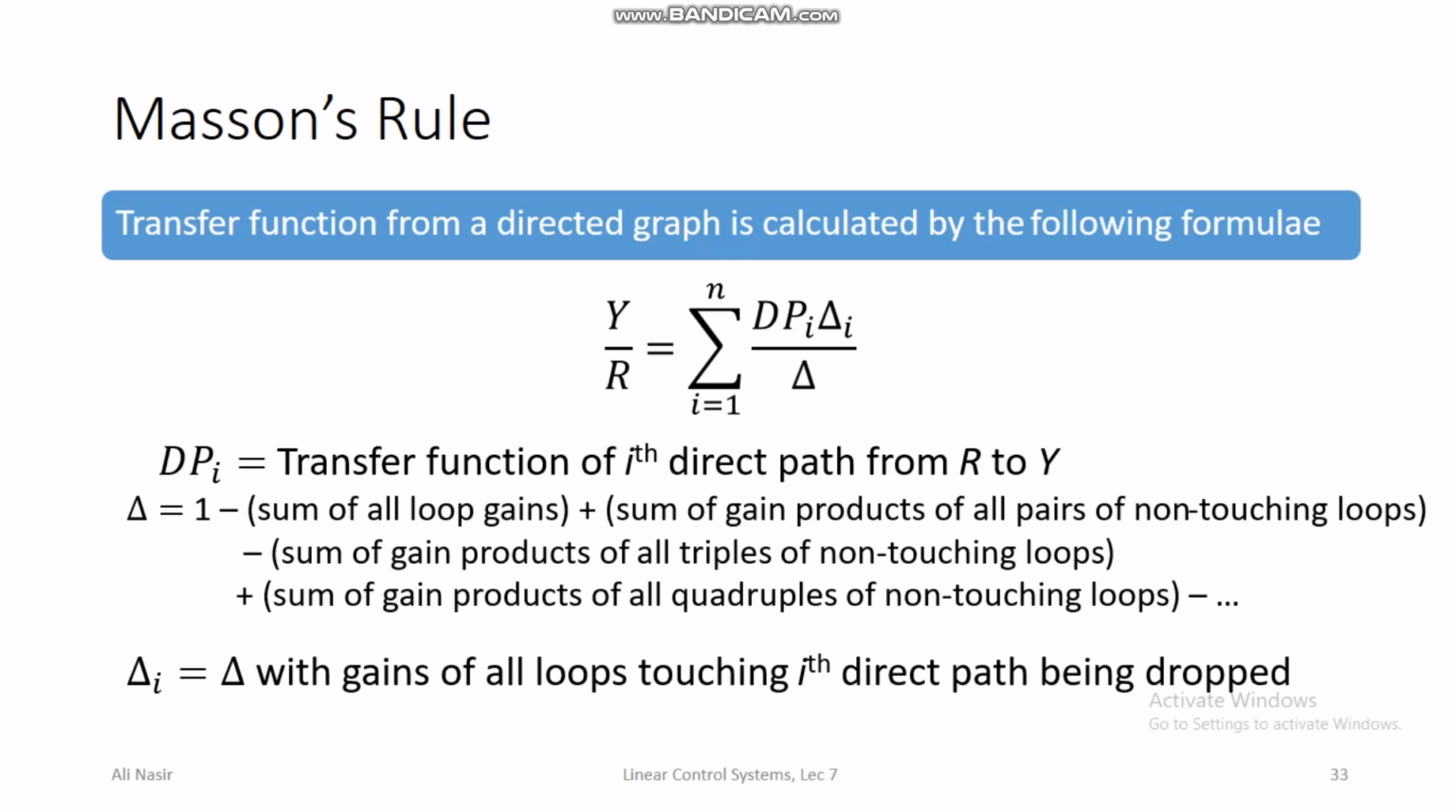So this is the definition of delta I. So overall Mason's rule is the sum over all direct paths I, multiplied by delta I, divided by delta. So this is Mason's rule. Now we just look at an example.